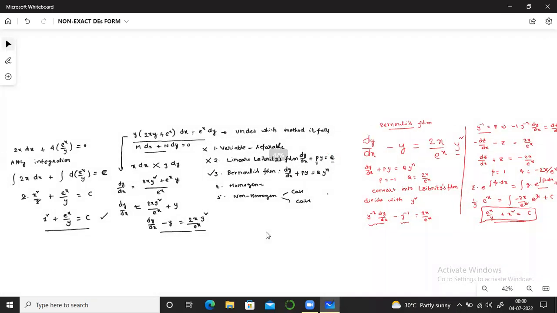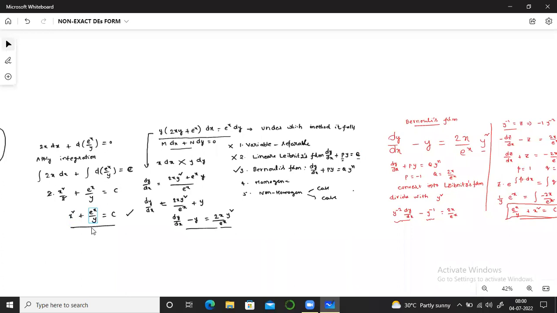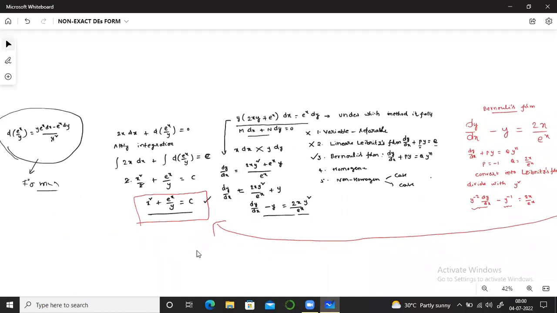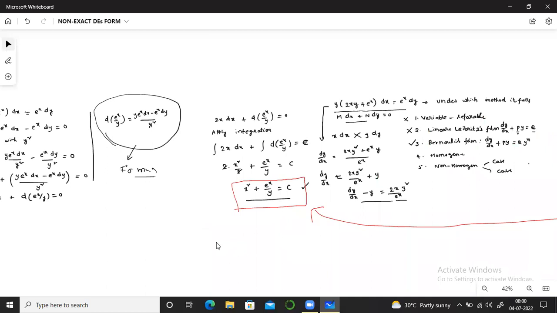See what we get in inspection method: x square plus e to the power x y c. This is the solution we got by using inspection method. Same solution we got here also. It means any problem can be solved by various methods. You have to check which method is easy, unless they have given a particular method.